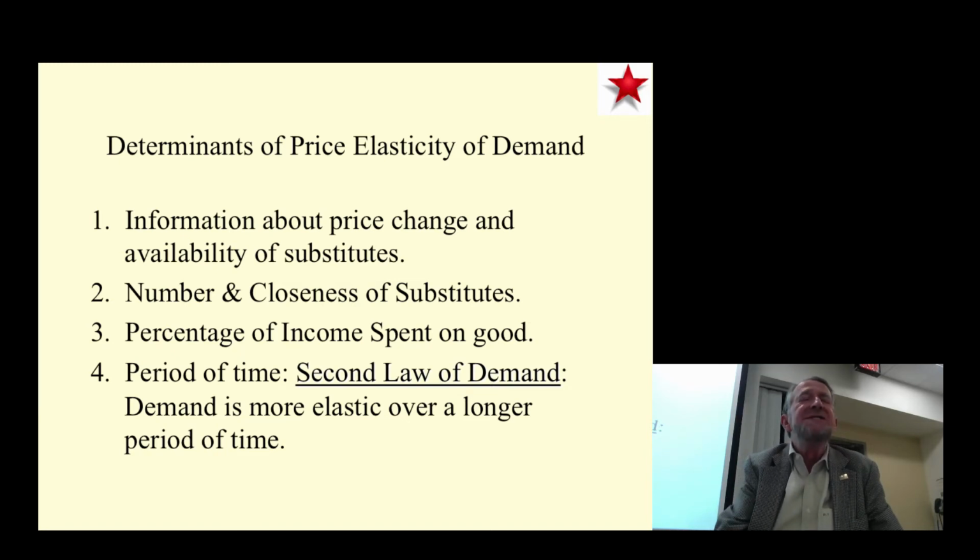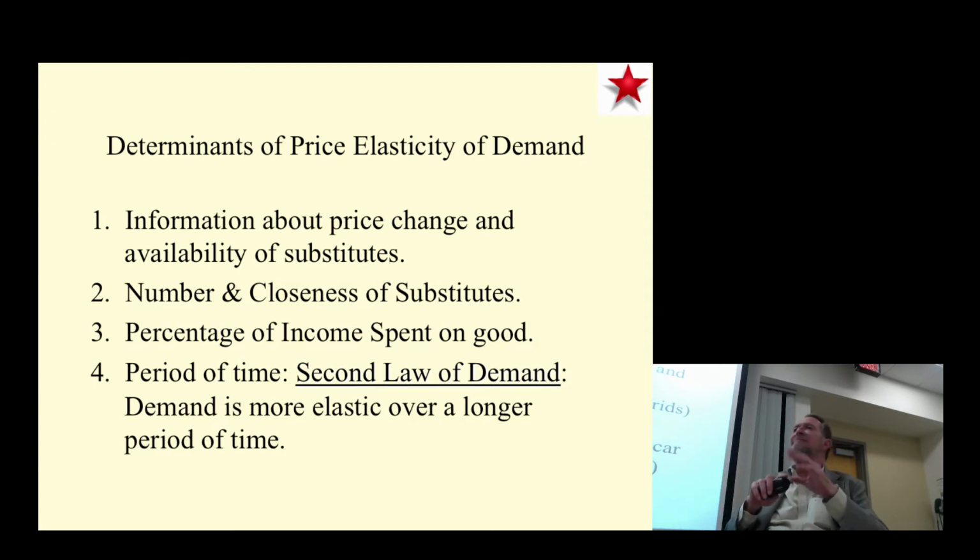It's such a strong relationship, it's called the second law of demand. And it basically says the longer the period of time that the price change is in effect, the more people respond to the price change. The longer after the change in price, the more people respond to the change in price. And so the statement is demand is more elastic over a longer period of time. The reasons for that go back to the other determinants of demand.